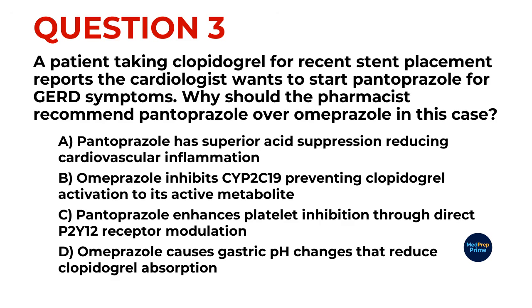A patient taking clopidogrel for recent stent placement reports GERD symptoms, and the cardiologist wants to start pantoprazole. Why should the pharmacist recommend pantoprazole over omeprazole in this case? Option A, pantoprazole has superior acid suppression, reducing cardiovascular inflammation. Option B, omeprazole inhibits CYP2C19, preventing clopidogrel activation to its active metabolite. Option C, pantoprazole enhances platelet inhibition through direct P2Y12 receptor modulation. Option D, omeprazole causes gastric pH changes that reduce clopidogrel absorption.